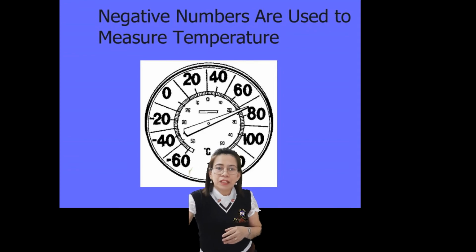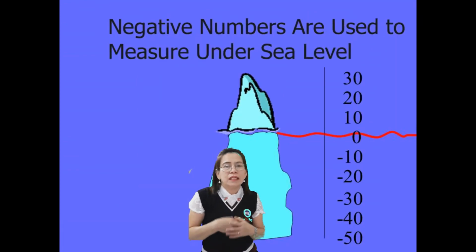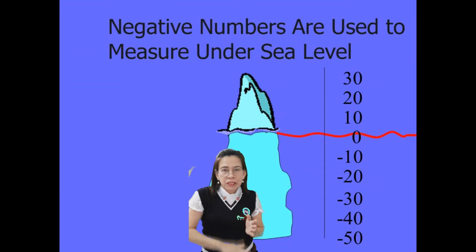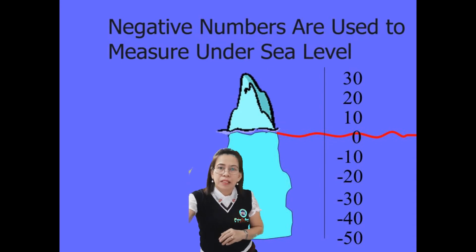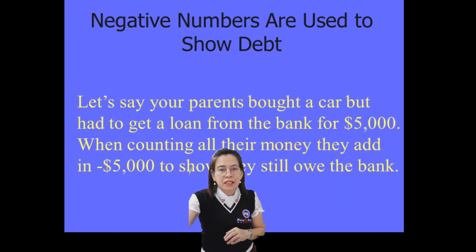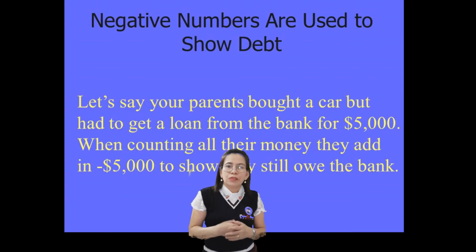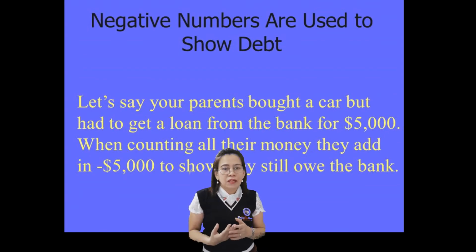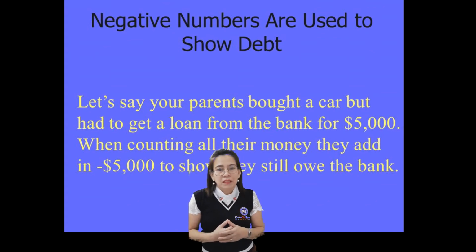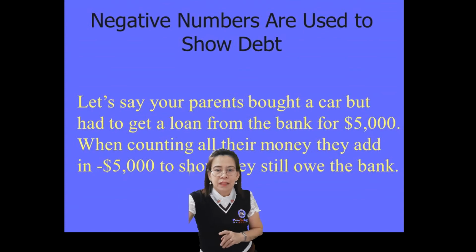Okay, another application of integers is in the sea level. Below the sea level, these are the negatives. Above the sea level, these are the positives. Okay, another is, let's say your parents bought a car but had to get a loan from the bank for $5,000. So when your parents are counting all their money, they add in negative 5,000 to show that they still owe that money in the bank.